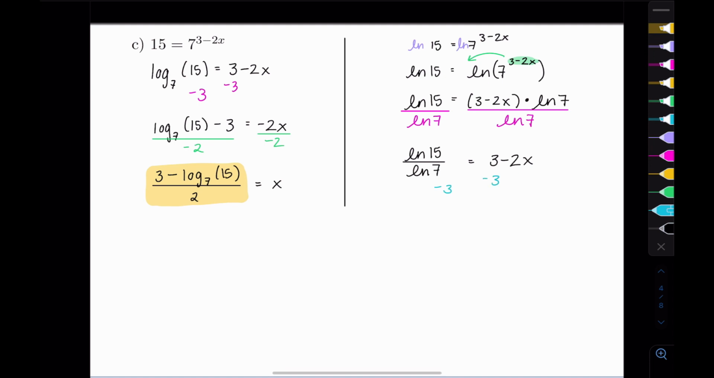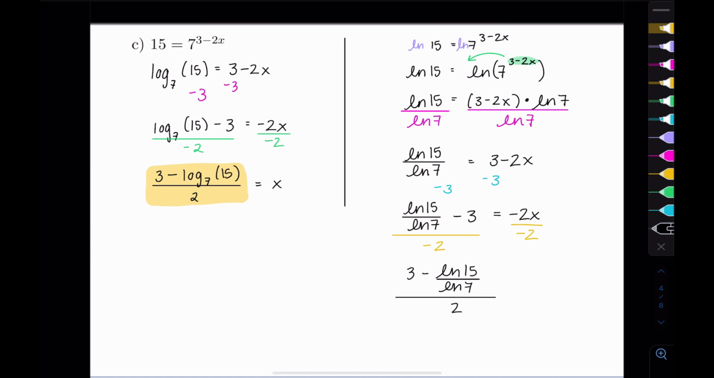You subtract 3. I can't actually subtract 3, so it would just be natural log of 15 over natural log of 7 minus 3 equals negative 2x. And then we go ahead and divide both sides by negative 2. And that would again switch the order. This would be 3 minus natural log of 15 over natural log of 7, all divided by 2. And that is our value of x.